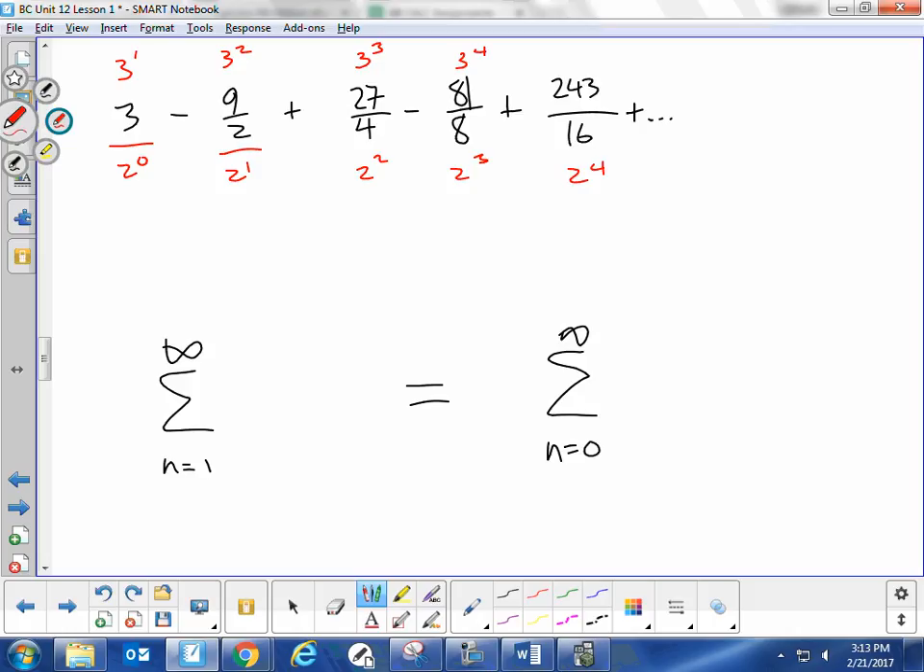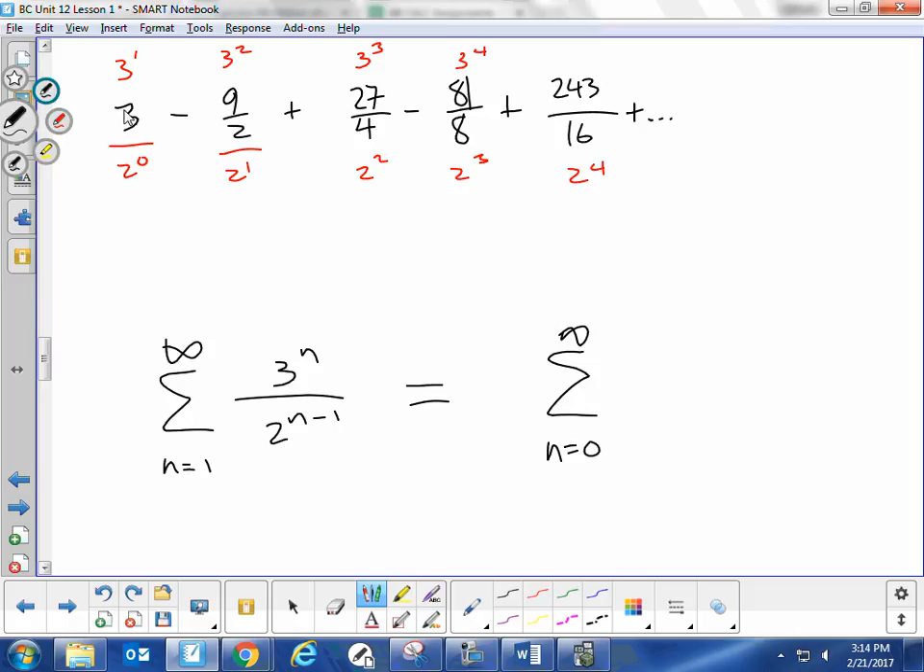So it looks like one has got 3 to the 1st, 2nd, 3rd, 4th, and the other one's got 2 to the 0, 1, 2, 3, 4. So it's like, well, which one do I want to use, 1 or 0? Well, you just have to adjust both of them. Let's say we start at 1. Well, this would be 3 to the n. This would be 2 to the n, but take away 1 so that you're starting at 0. Right? If I use my first term, it'd be 3 over 2 to the 0. That's 1. And then it'd be 3 squared over 2 to the 1st. Good. But I'm missing something.